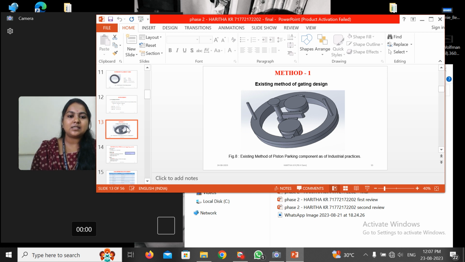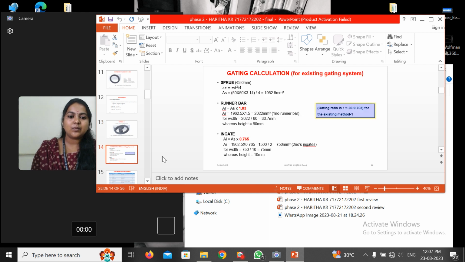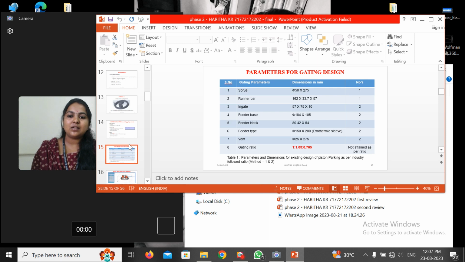which is directly fed with a straight line of the bar, which is called the runner bar, and opposite to that are the in-gates. Two in-gates were used. With respect to the height and width, this calculation has been made and tabulated for the gating system.